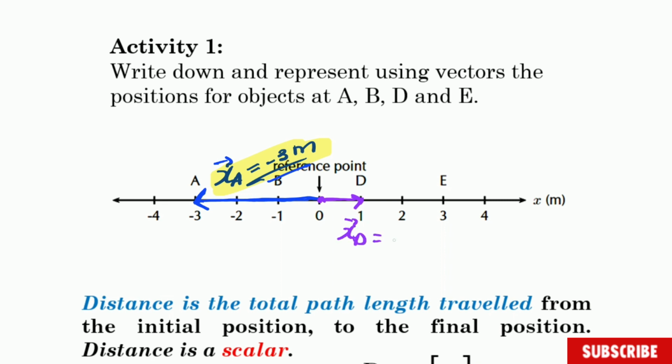And in this case, it's equal to positive 1 meter. Now, important, you need to show the positive, because that positive means direction. And guys, this is how we represent vectors using position.